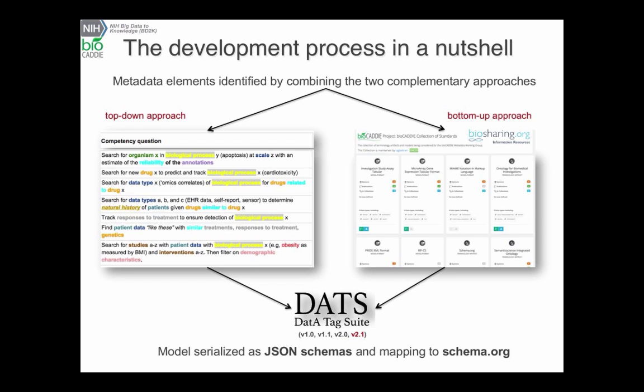So this is in a nutshell the development process, what we have done. We started collecting certain competency questions, and this is what we call a top-down approach. And then we also looked at different existing metadata schemas from different repositories, from the community standards. This is what we call a bottom-up approach. The combination of the two created the different versions of the DATS.